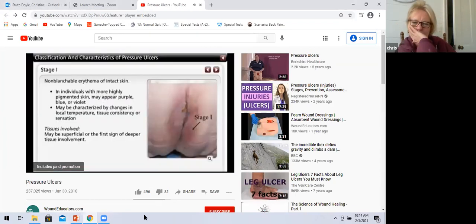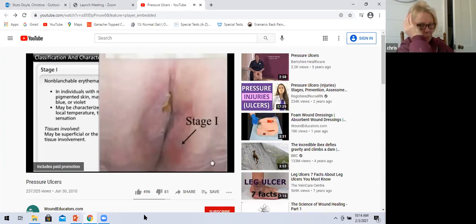A stage 1 pressure ulcer presents as intact skin with non-blanchable redness of a localized area, usually over a bony prominence. Darkly pigmented skin may not have visible blanching. Its color may differ from the surrounding area. The area may be painful, firm, soft, warmer, or cooler as compared to adjacent tissue.